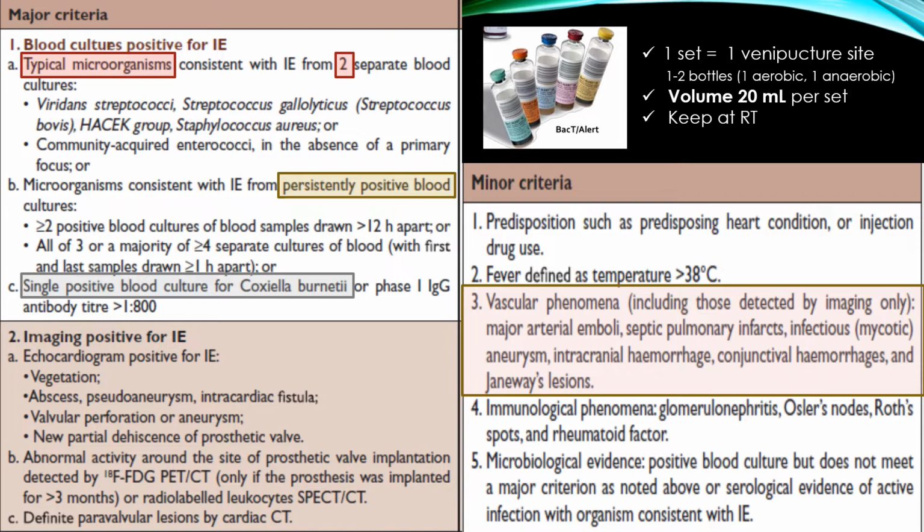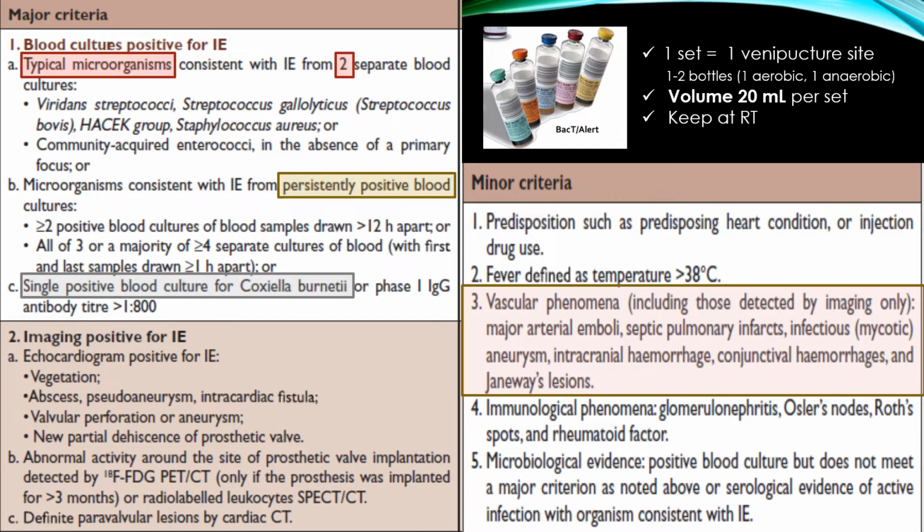The minor criteria is based on the symptoms and signs. The first one is a predisposing heart condition or IVDU, such as heroin injection or cocaine or other drug addiction. Fever, as I told, that is a common sign. Vascular phenomena, you remember, is the Janeway lesion and splinter hemorrhage.